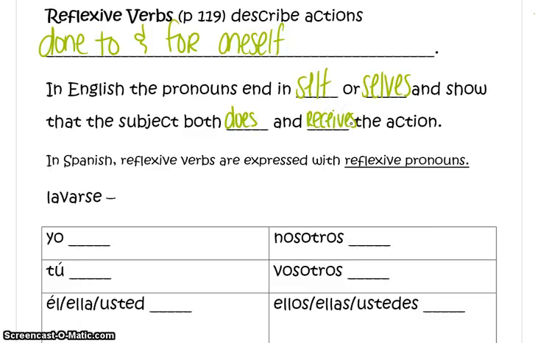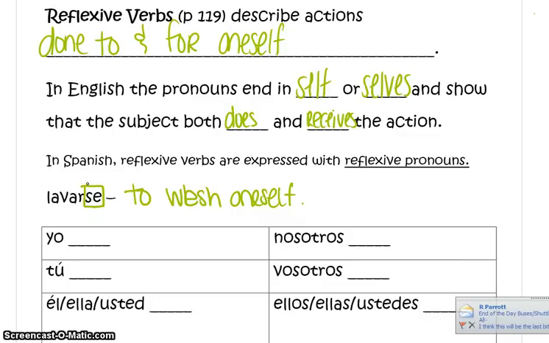So let's take a look below at this verb lavarse. Lavarse means to wash oneself. And all reflexive verbs are expressed with a reflexive pronoun. The reflexive pronoun is se, so an infinitive reflexive verb will always end with se. When we conjugate that verb, we need to take off the se, add a different pronoun, and then conjugate the verb. So I'm going to start by going through the reflexive pronouns.